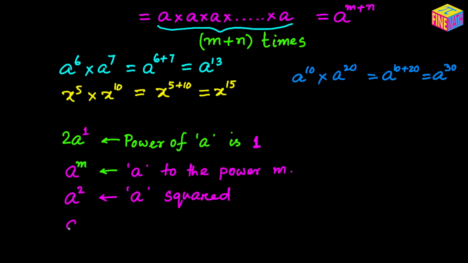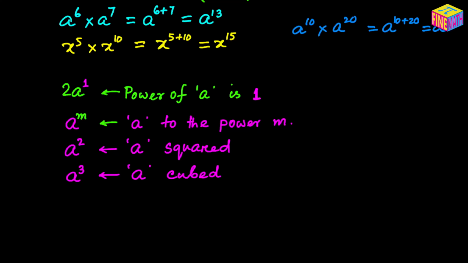And similarly, if we have a number a with a power 3, should we read it as a to the power 3? Well, that will not be totally incorrect, but it is generally read as a cubed. So power 3 is read as cubed, power 2 is read as squared, and anything above that, if your power is more than 2 or 3, then we can read it as a to the power whatever, right?